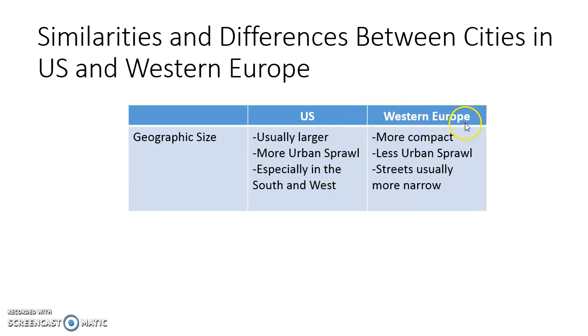In Western Europe, the cities tend to be much more compact. You tend to see less urban sprawl, so complete opposite here. Less urban sprawl because many of the residents tend to want to live closer to the city center, and the streets tend to be much more narrow. You have to keep in mind that many of these cities are very old, built during a time when it was more pedestrian and horse and buggy.